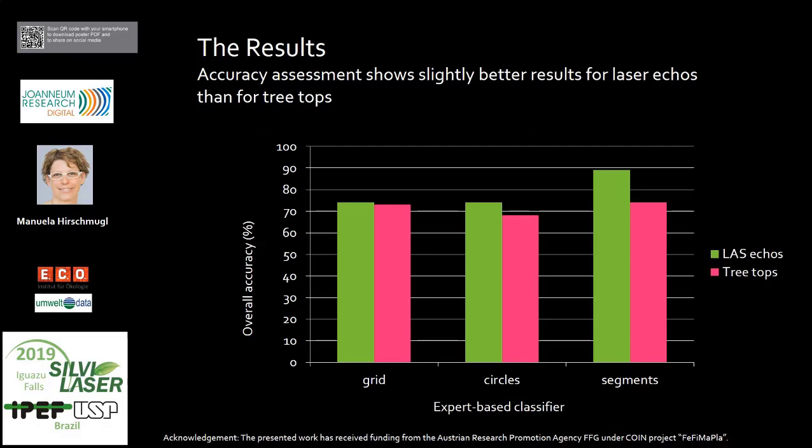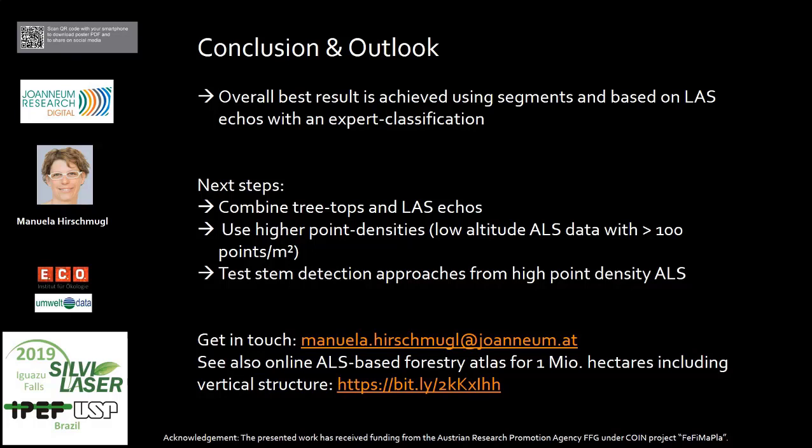Further, when comparing laser echoes and treetops, you can see that the laser echo approach performs better in all cases in terms of the spatial units. So the laser echoes are better suited apparently for the vertical structure. Finally, the overall best result, as I already said, is achieved using segments and based on the laser echoes with an expert-based classification. And the next steps will be to combine laser echoes and treetops, use higher point densities and stem detection approaches.